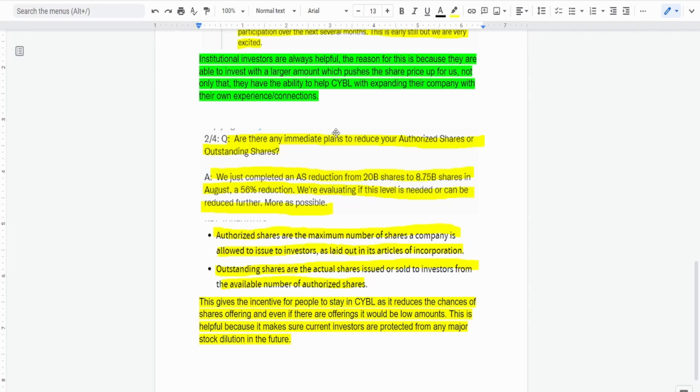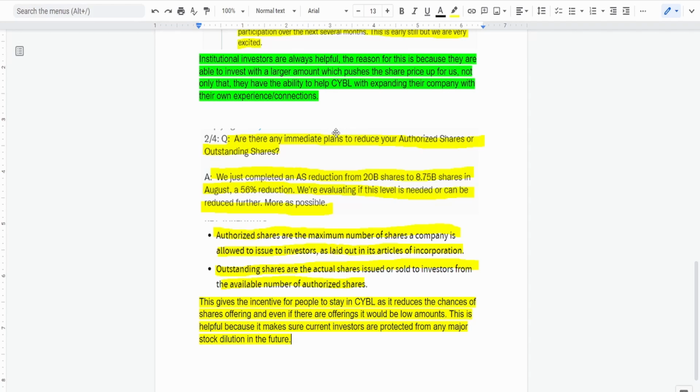So what is the difference firstly between authorized shares and outstanding shares? Authorized shares are the maximum number of shares a company is allowed to issue to investors as laid out in its articles of incorporation. And outstanding shares are the actual shares issued or sold to investors from the available number of authorized shares. So what does this mean then? Firstly, this gives the incentive for people to stay in CYBL as it reduces the chances of share offerings, and even if there are offerings, it would be a low amount. This is helpful because it makes sure current investors are protected from any major stock dilution in the future.